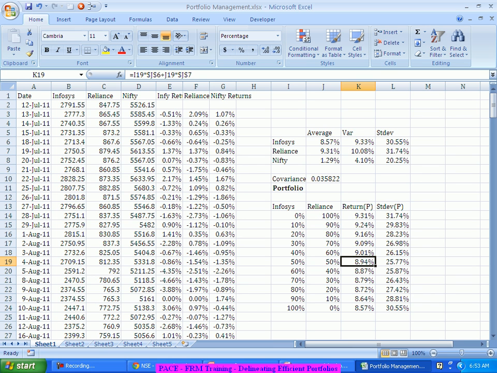Now you can compare Infosys versus the combination. Infosys is riskier than this combination, and Infosys has given lesser return than the combination. Even with respect to Reliance, if you see, there is a heavy reduction in the risk, 31.74% to 25.77%. Heavy reduction in the risk, but the return was compromised only a little bit.